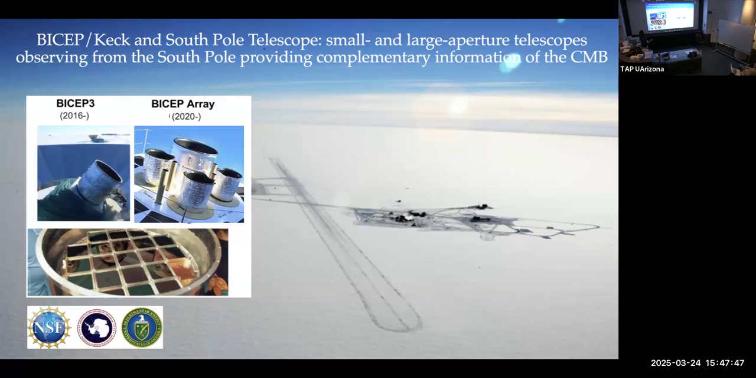The BICEP Keck telescopes are what we call small aperture telescopes. So one of these receivers that is hidden, this is the forebaffle. The receiver is actually below it. These are refractor telescopes, and the resolution is low actually for CMB standards. Each of their resolutions is around a quarter degree. So just sufficient to resolve the 2-degree bump that I mentioned at ell equals 80 in the power spectrum plot that I showed. And the different tubes have different frequency coverage. So that's important for cleaning galactic foregrounds.